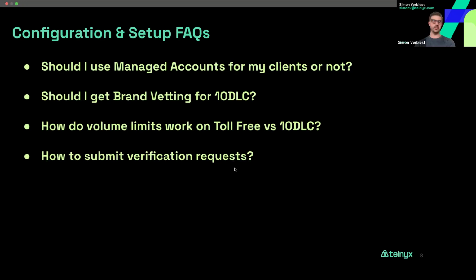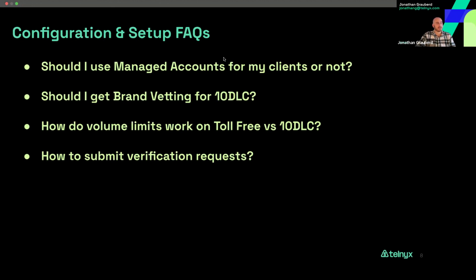Cool. Volume limits on toll-free versus 10DLC. I mean, we did a whole webinar on this, and you can also find this information on our website. But in short, a toll-free number has a standard throughput, if I'm not mistaken, of up to 1,200 messages a minute per number. Now, a 10DLC number on the low throughputs has a lot less than that. I believe you would be limited to about 150 messages a minute per number.